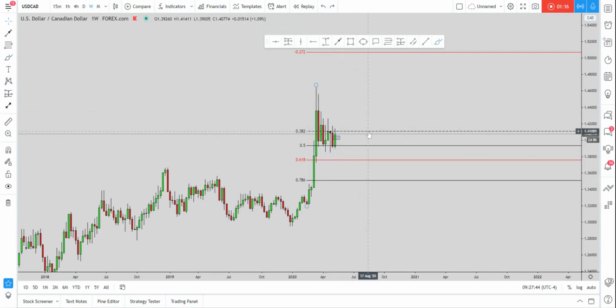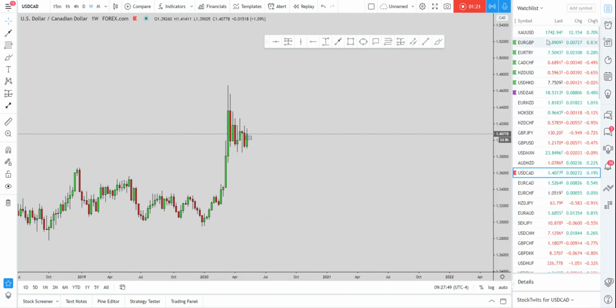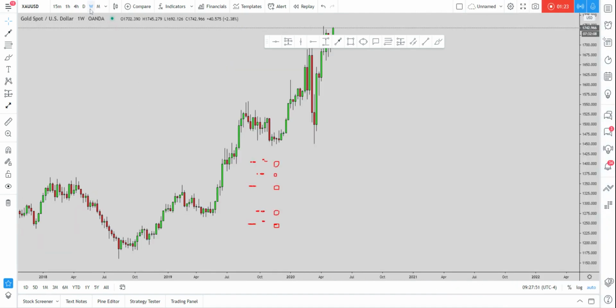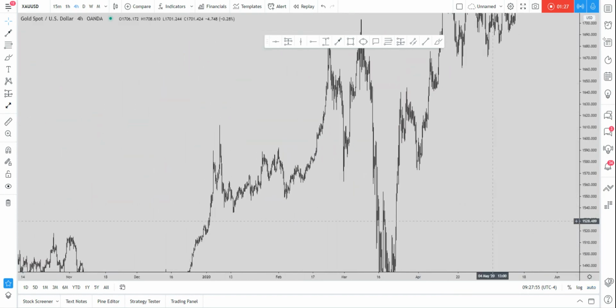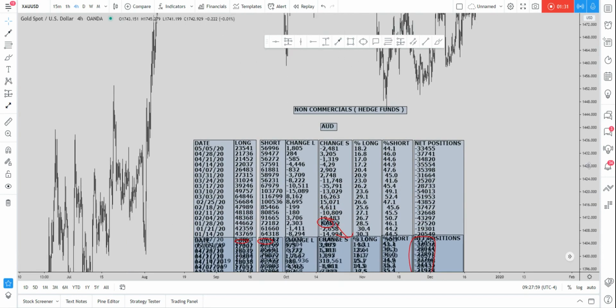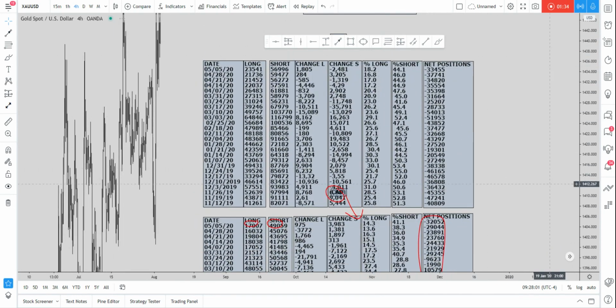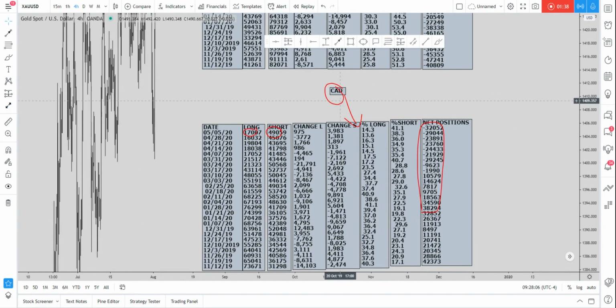Now let's go and see what kind of situation we have from an institutional perspective on USD. So let's go and get our COT data, so commitment of traders, what big speculators in the market are doing. So basically hedge funds, their position in the market. Now let's go and get our CAD data. What kind of situation do we have on the CAD?